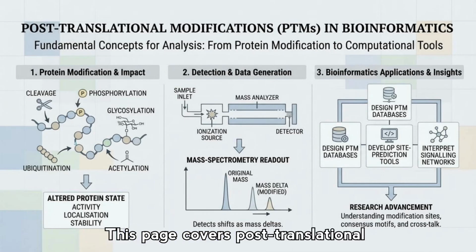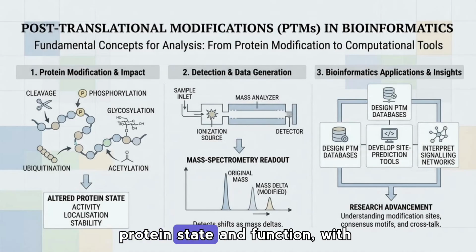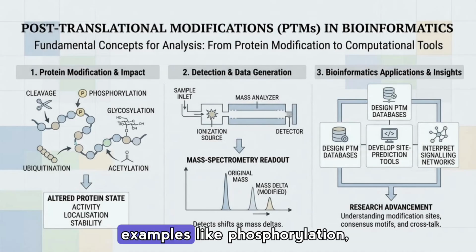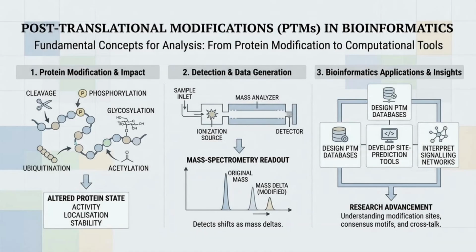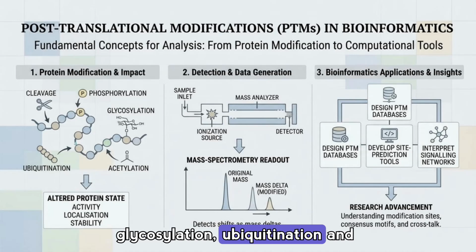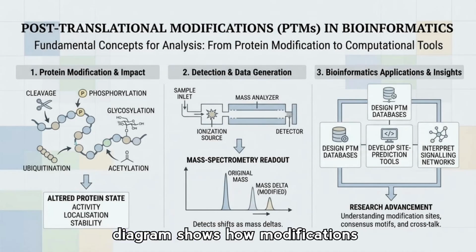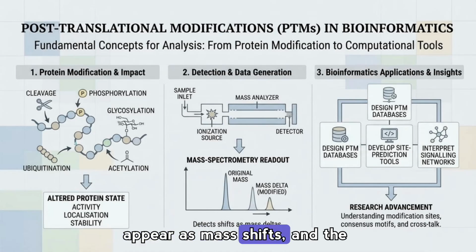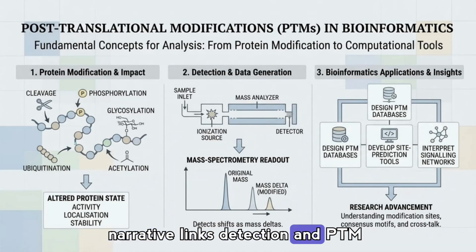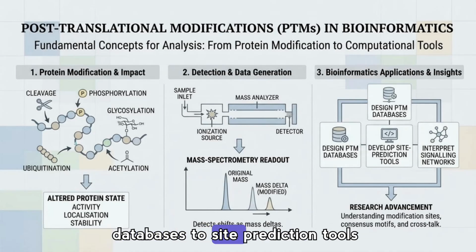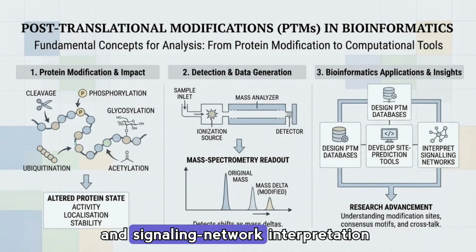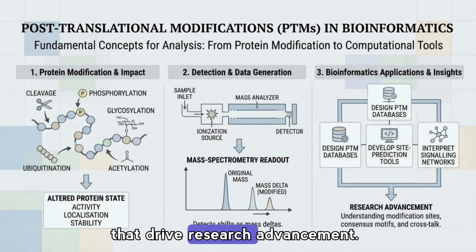This page covers post-translational modifications and how they change protein state and function, with examples like phosphorylation, glycosylation, ubiquitination, and acetylation. The mass spectrometry diagram shows how modifications appear as mass shifts, and the narrative links detection and PTM databases to site prediction tools and signaling network interpretation that drive research advancement.